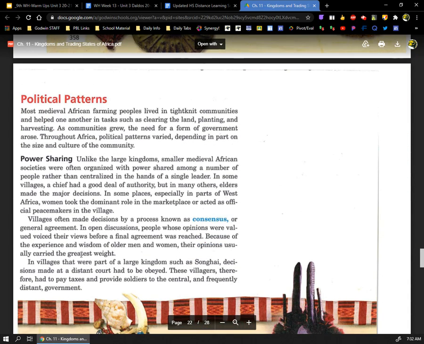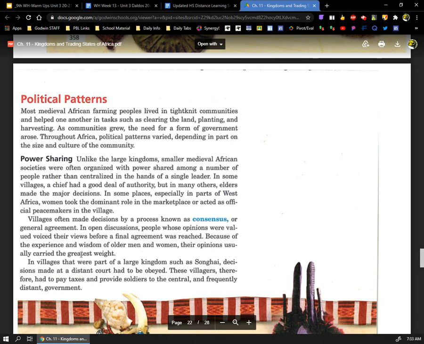Political patterns. Most medieval African farming peoples lived in tight-knit communities and helped one another in tasks such as clearing the land, planting, and harvesting. As communities grew, the need for a form of government arose. Throughout Africa, political patterns varied, depending in part on the size and culture of the community.